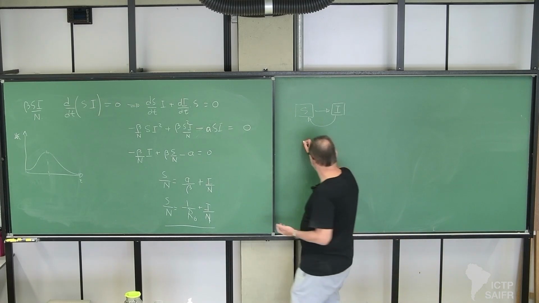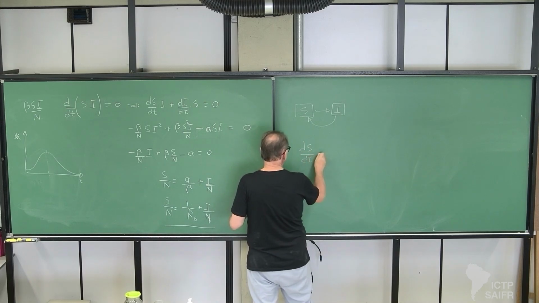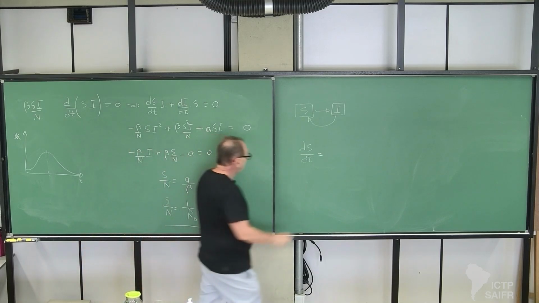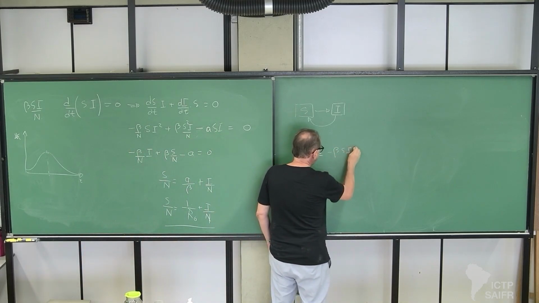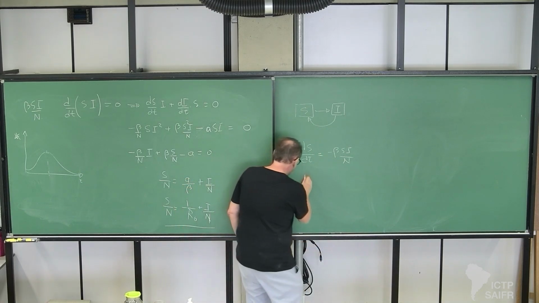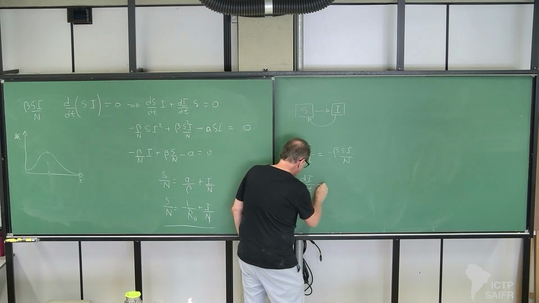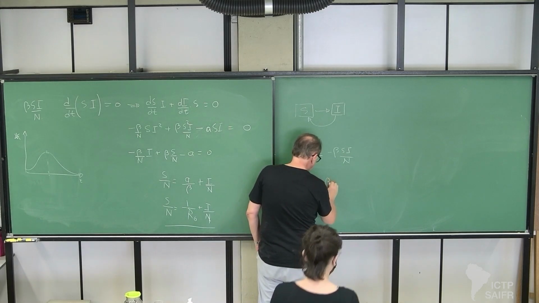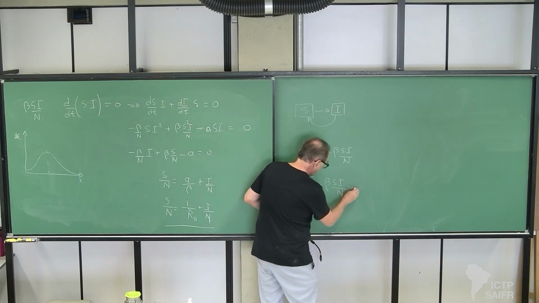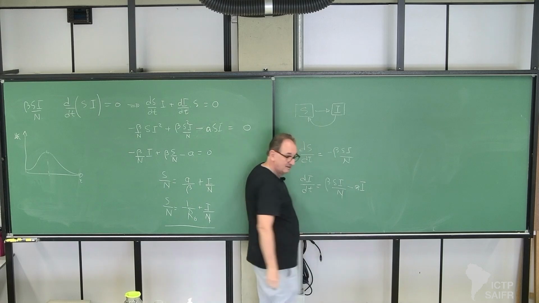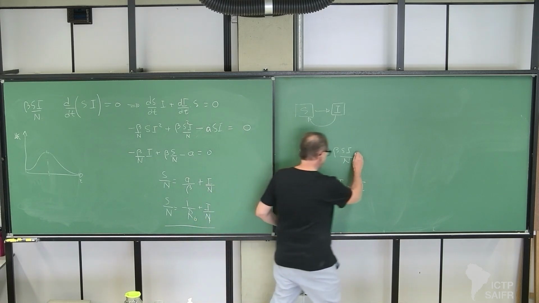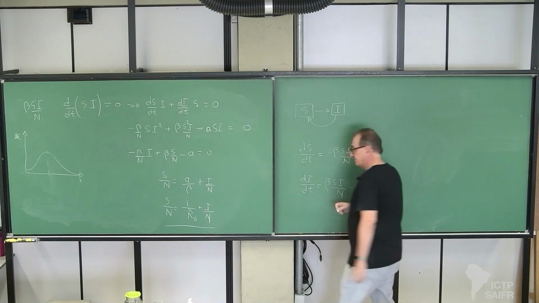So we have dS/dt equal to minus beta S I over N, the same thing as before. And we will have dI/dt being beta S I over N. But now, this term goes away from here, but reappears here. Therefore, this is the model.